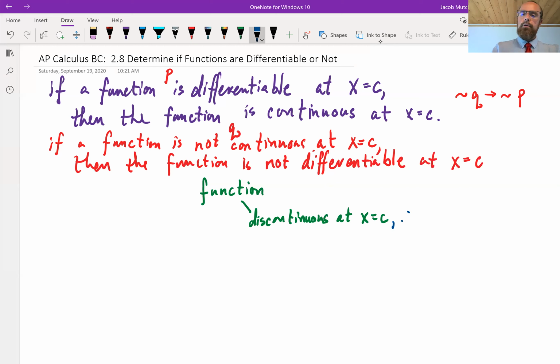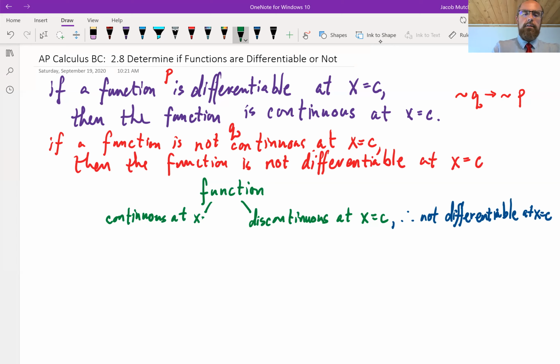So therefore, not differentiable at x equals c. So that's one case. So if we know that a function's not continuous at a certain x value, the conclusion we can make is that it's also not differentiable at that same x value. So let's consider the other possibility. Let's say that it is continuous at x equals c.